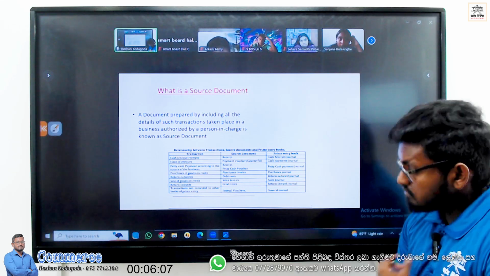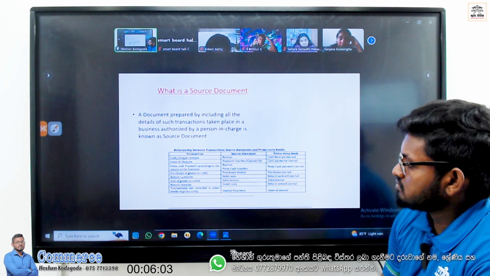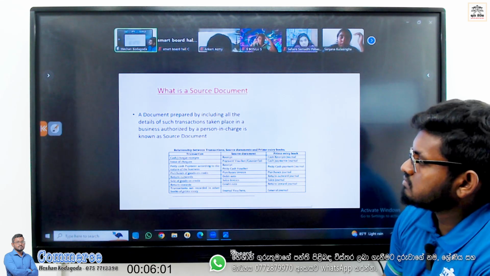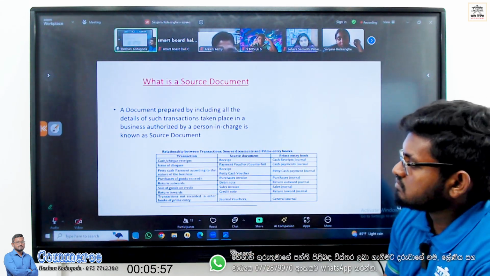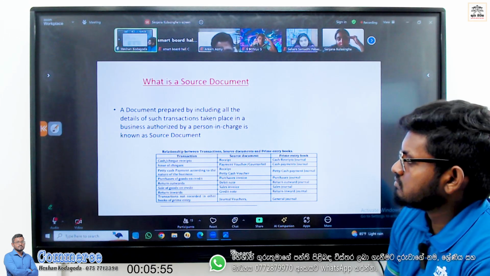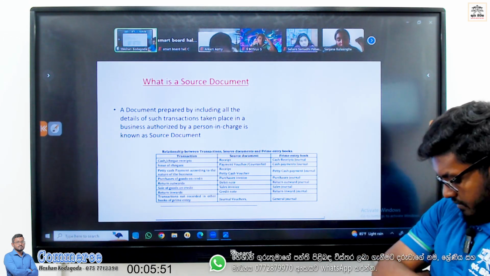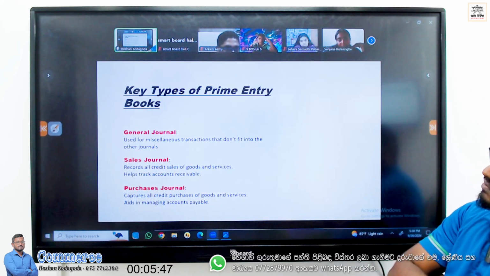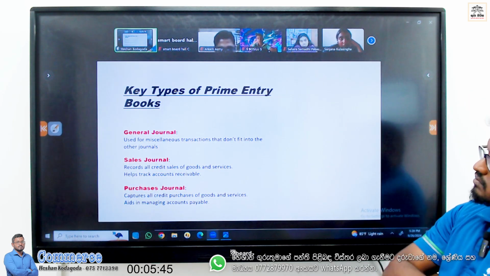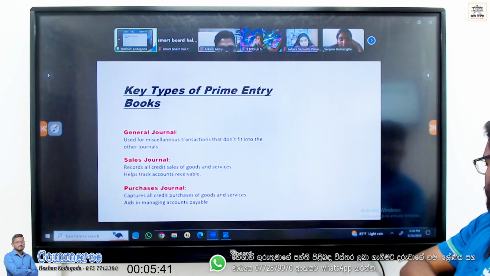So, the source document. A document prepared by including all the details of a transaction taken place in a business, authorized by a person in charge, is known as a source document. So this is the interface of the relation between transactions, source documents, and parliamentary books. The key types of parliamentary books: the general journal, sales journal, and purchase journal.